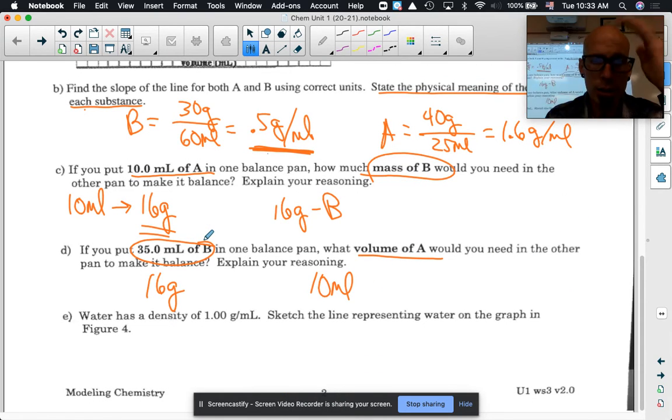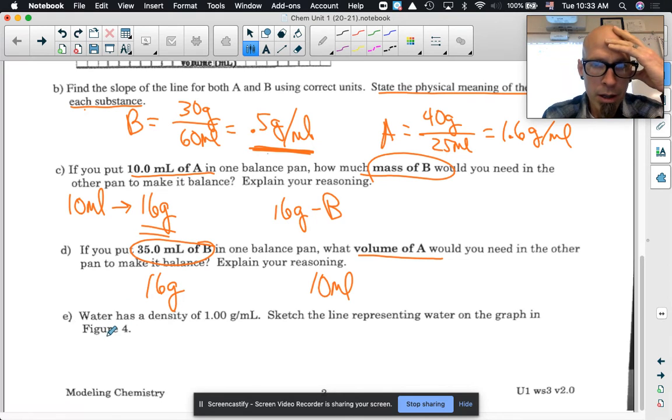Now, finally, let's get done with that. Oh, let's see. Water has a density of 1 gram per mL.